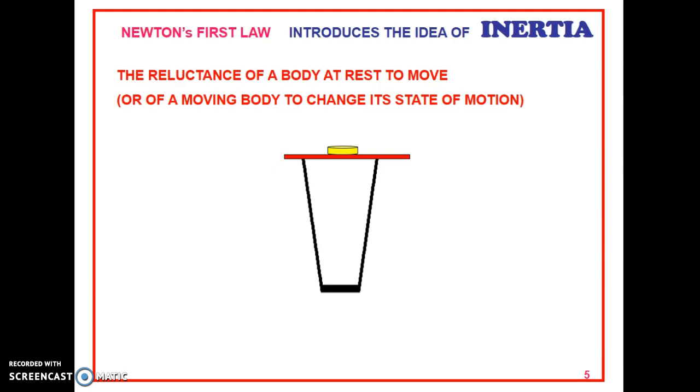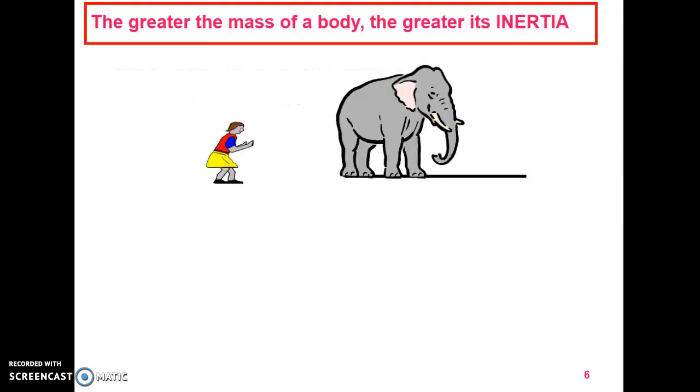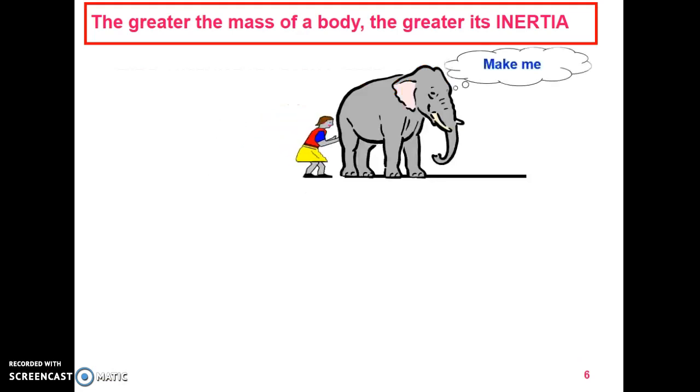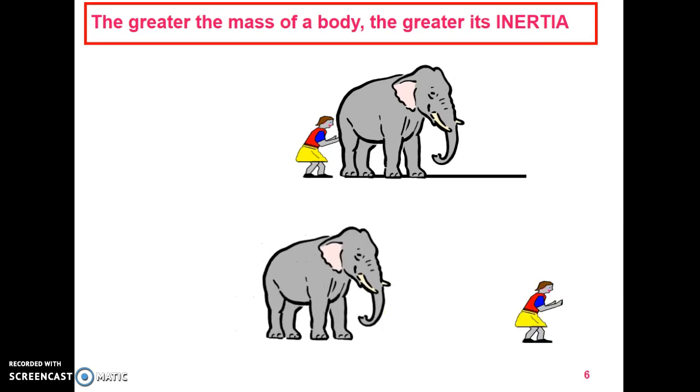So in class I'll show you the coin dropping into the cup. We flick the piece of cardboard away and the coin falls into the cup because the coin is at a state of rest. So the practical measure of inertia is mass. The heavier an object is, the greater the mass of the body, in other words, the greater its inertia. So the likelihood of the girl pushing the elephant is not great, but the elephant may push the girl quite easily.